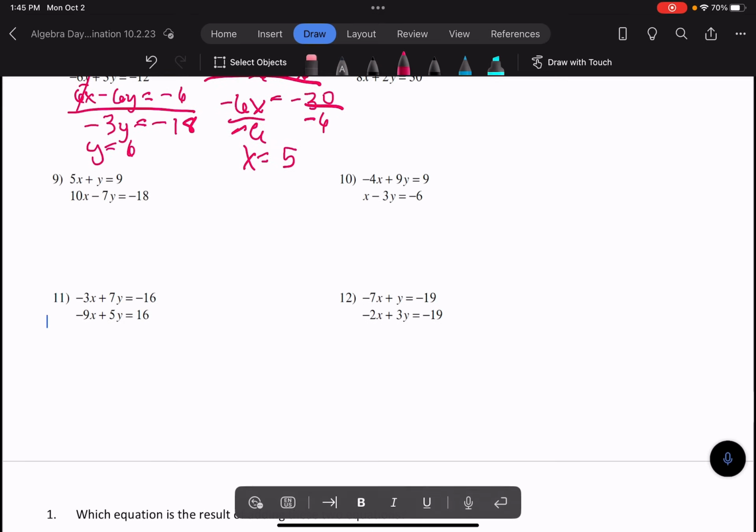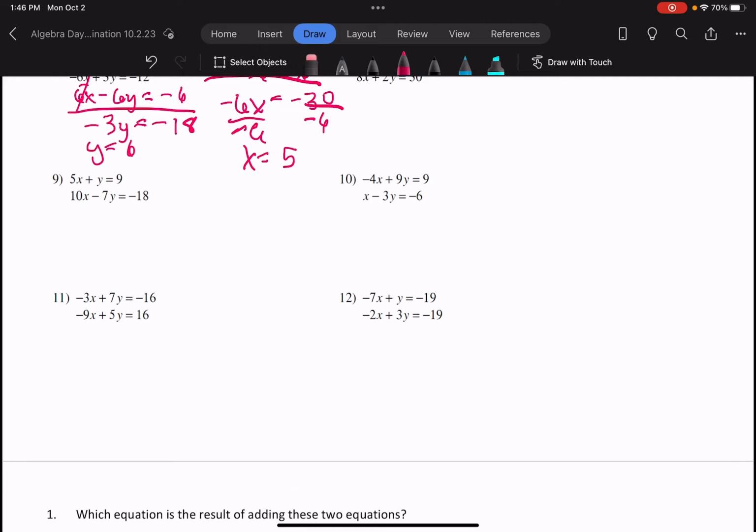Okay, so numbers 9, 10, 11, 12 are a little bit different because here we don't have the same coefficient of opposite signs. So we have opposite signs for y. So I'm going to use this and say, well, how would I get y to have the same coefficient? What can I multiply by? I can multiply this whole thing by 7. And that'll give me 35x plus 7y equals 63. What's nice about this now is that I have this negative 7y plus 7y, and that can cancel out.